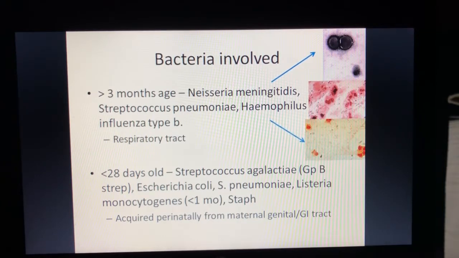Now, the commonest bacteria in the over 3-month-olds tend to be those that are found in the respiratory tract. For example, in the case of Neisseria meningitidis, we know that 20% of the population have it on nasal swabs, but it doesn't commonly cause localized infections. We also know that Streptococcus pneumoniae is a common cause of upper respiratory tract infections, including pharyngitis and otitis media.